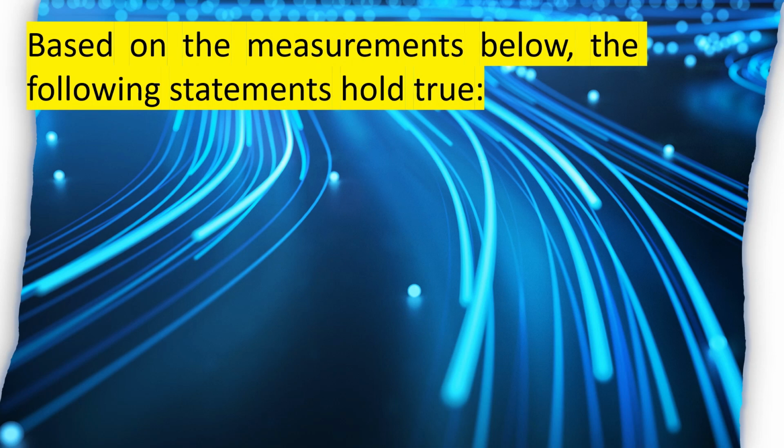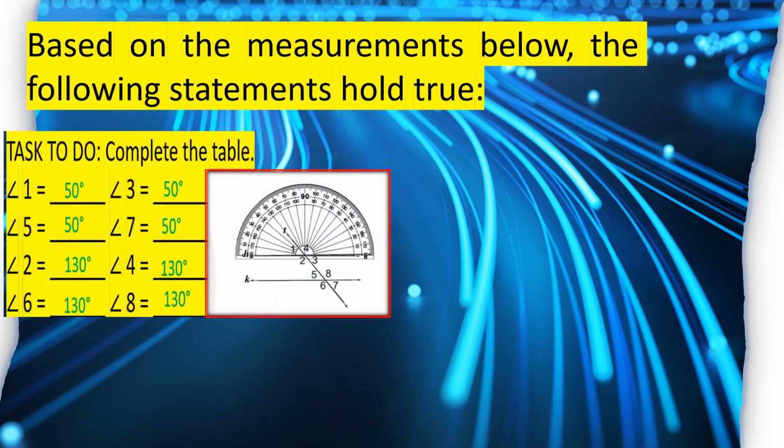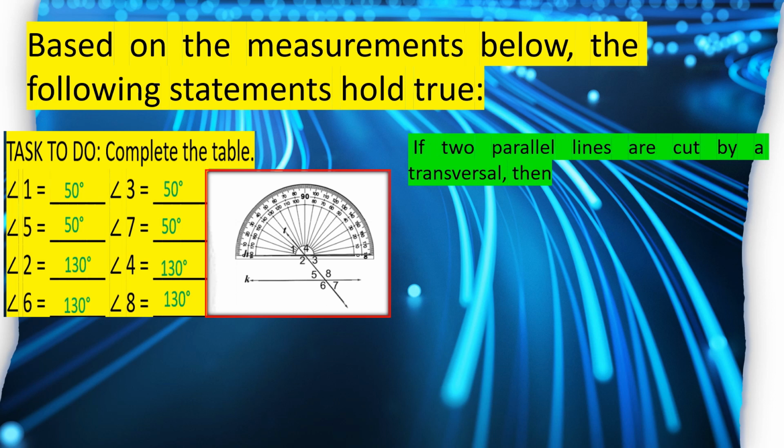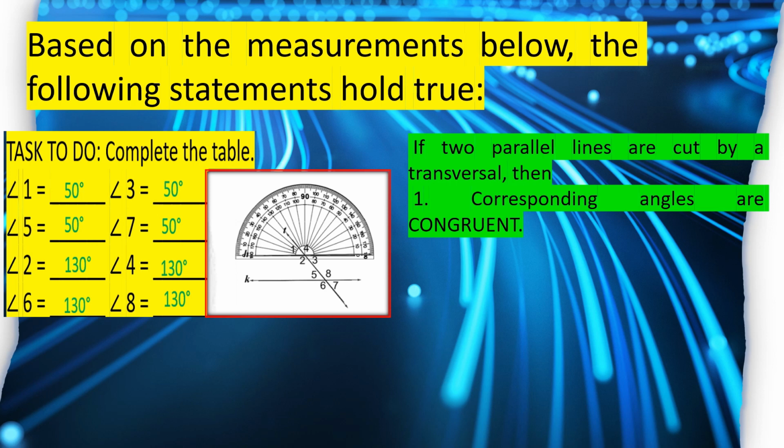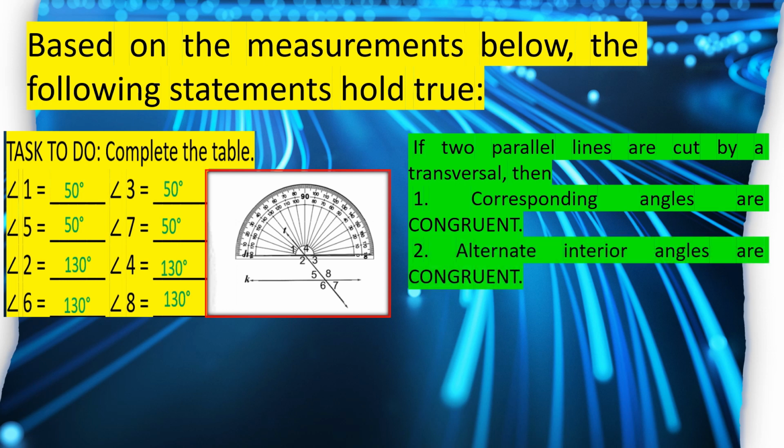Based on the measurements below, the following statements hold true. Based on our answers on the table, relationships among angles are formed. So if two parallel lines are cut by a transversal, then corresponding angles are congruent. Our corresponding angles on the figure are angle 1 and angle 5, angle 4 and angle 8. They have the same measure because they are said to be congruent.